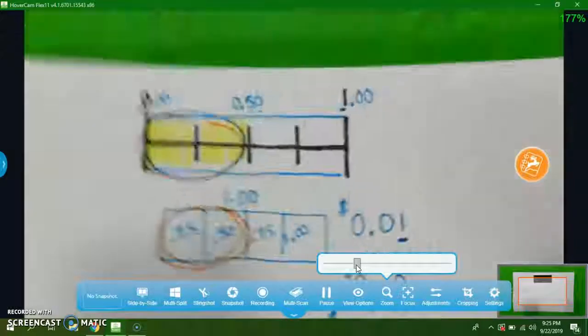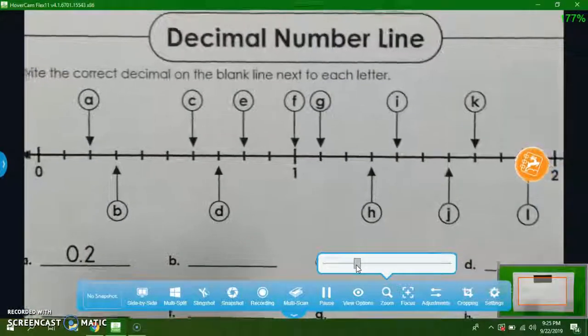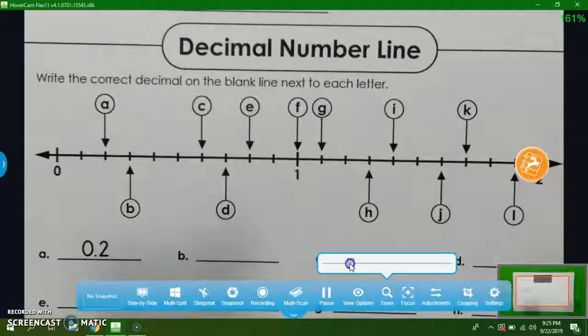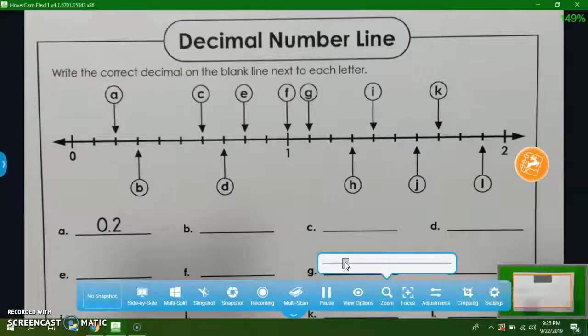So now let's take a look at a little different type of number line, and that's this number line that hopefully you have in front of you. So the first thing I want to do is go to the numbers that they gave us.